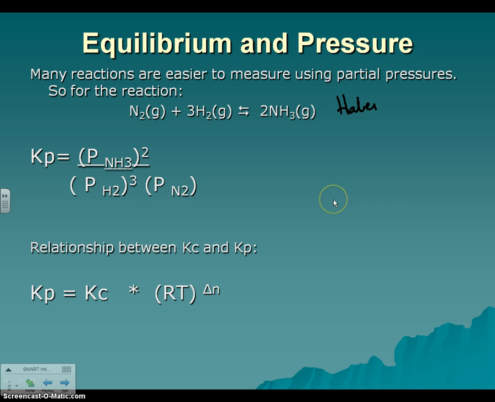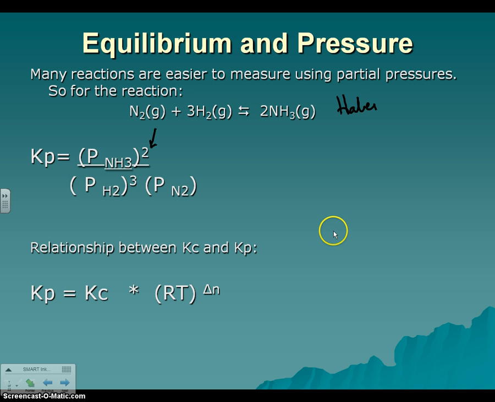It's exactly set up the same way, products over reactants. The coefficients then become your exponents, and notice that you'll see P instead of just brackets. So that's just a little bit different notation when we're talking about a Kp expression.